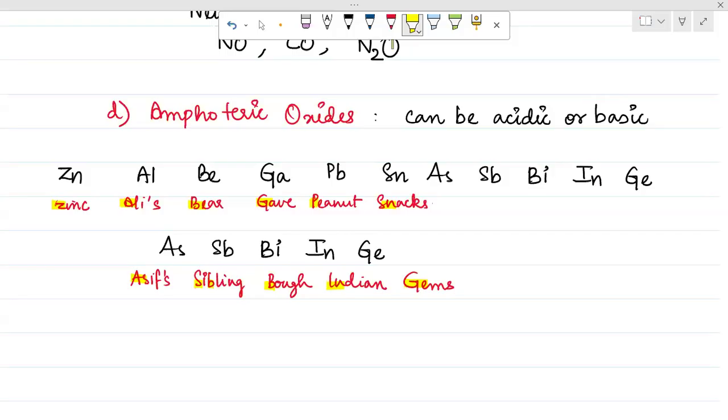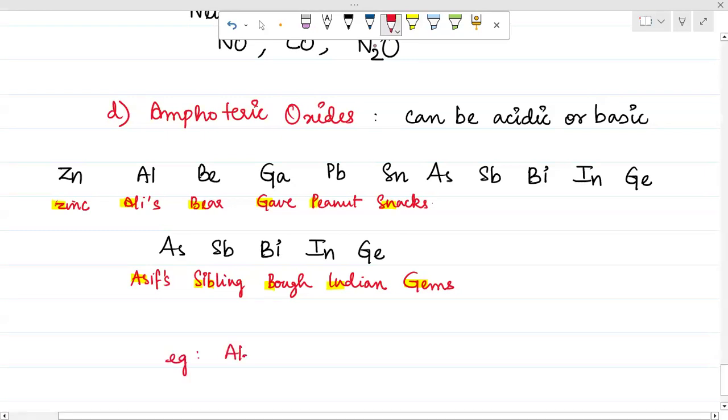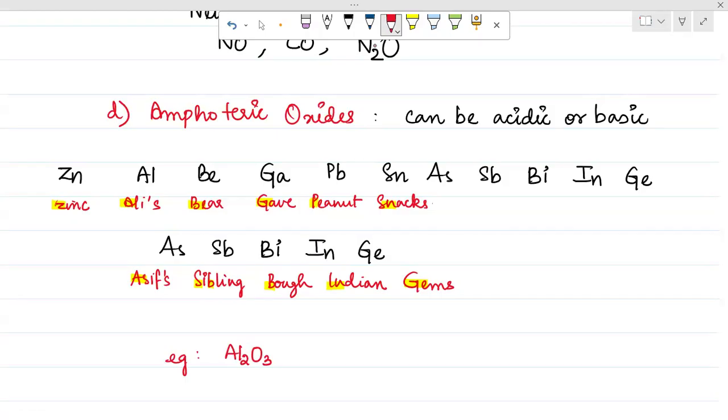So whatever oxides they form, for example, aluminium oxide. Is it basic? Yes. Is it acidic? Yes. Because it can behave both as acid and base. Aluminium oxide, zinc oxide, arsenic oxide. I hope you understand now. All these are examples of amphoteric oxides. So this is the first application.